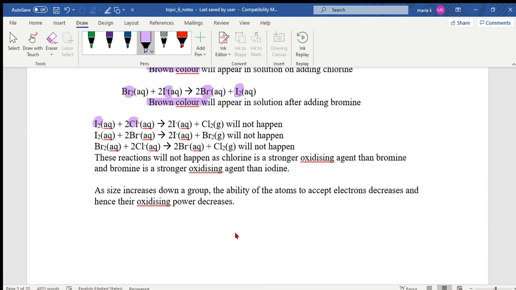Iodine displacing chlorine will not happen because iodine is lower, and so is iodine in the case of bromine, so it will not happen. Bromine is lower than this, and so it will not happen.